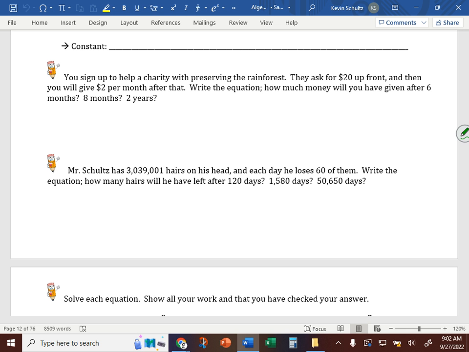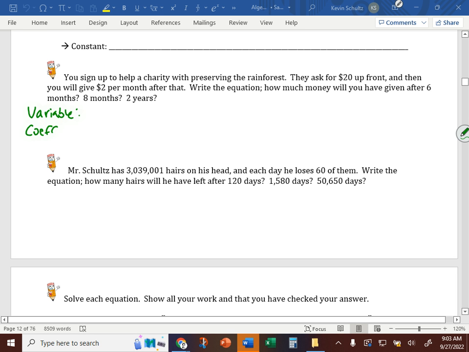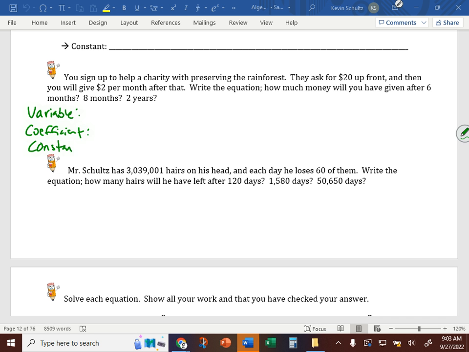Okay. Now let's pick out the important pieces here. I'm looking for what is my variable, what is my coefficient, and what is my constant. What's the variable? What's the unknown? What changes? What's the coefficient? What's attached to the variable? And then the constant, what is unaffected by the variable? Colin. Would it be like 2m plus 20?